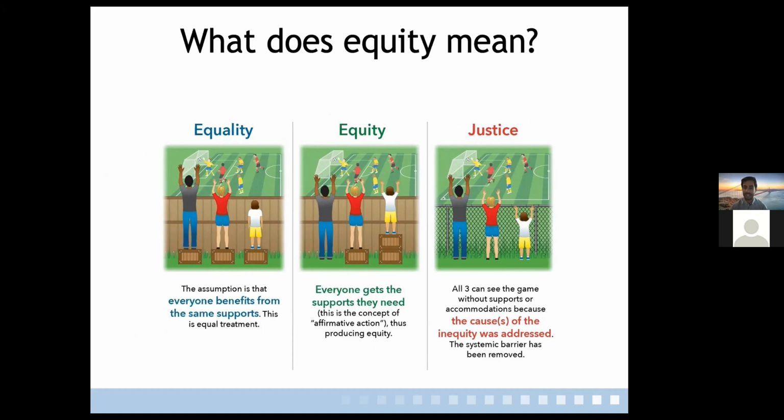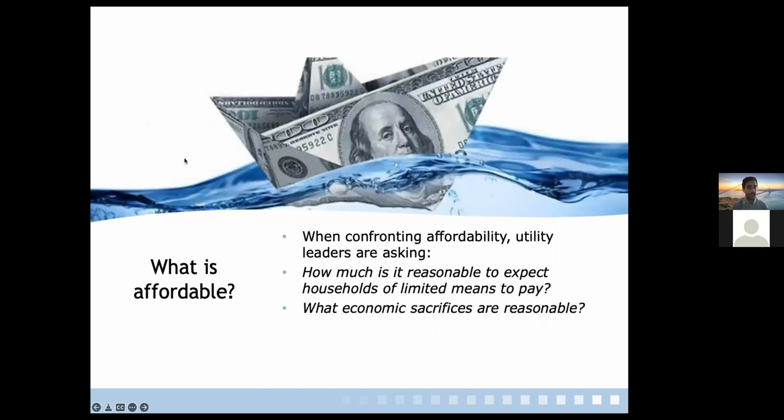In the past 18 months, what we've been experiencing with the pandemic has reinforced how crucial safe and reliable water service is to protect public health. And then there are the economic consequences of the pandemic as well, which have underscored the need to maintain the affordability of this resource. When confronting affordability, utility leaders may be asking, how much is it reasonable to expect households of limited means to pay? And what economic sacrifices are reasonable as well?